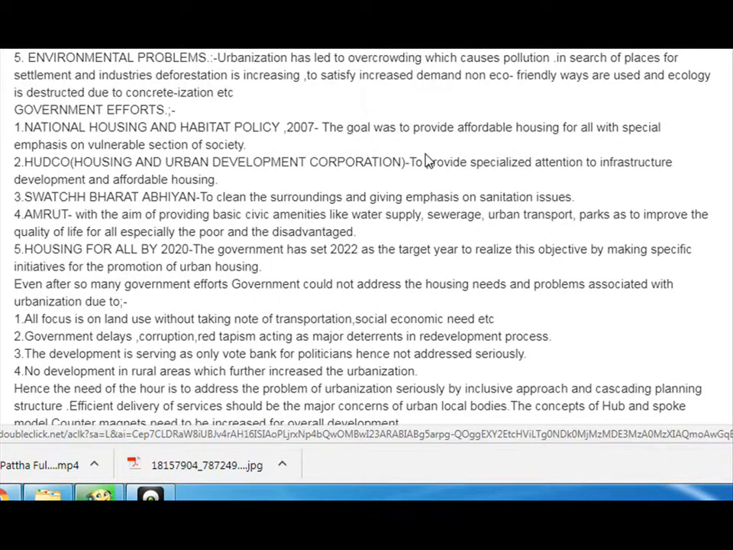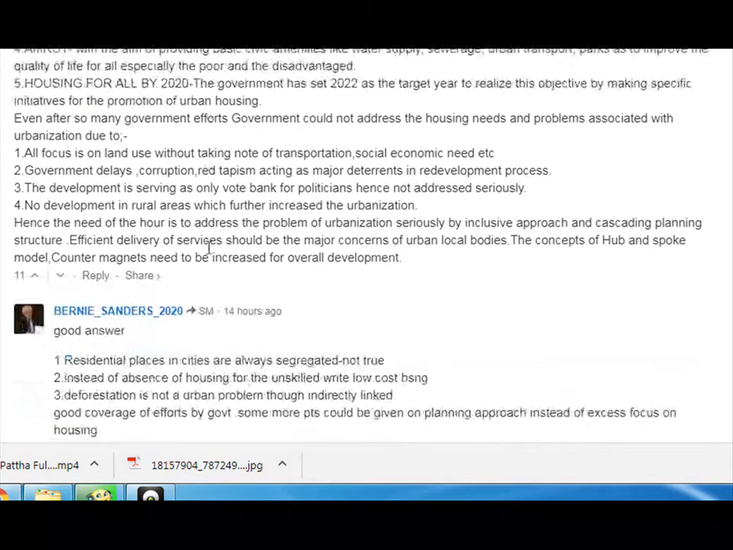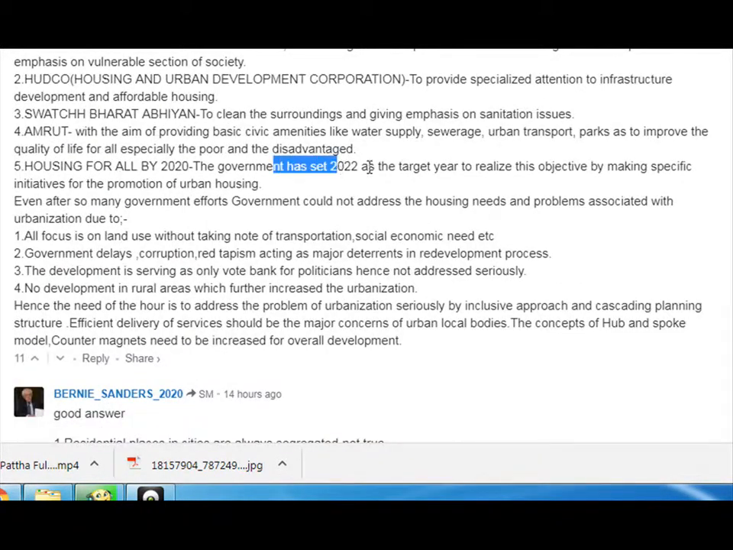4. RURBAN Mission with the aim of providing basic civic amenities like water supply, sewerage, urban transport, parks so as to improve the quality of life for all, especially the poor and the disadvantaged. 5. Housing for all by 2020. The government has set 2022 as the target year to realize this objective by making specific initiatives for the promotion of urban housing.